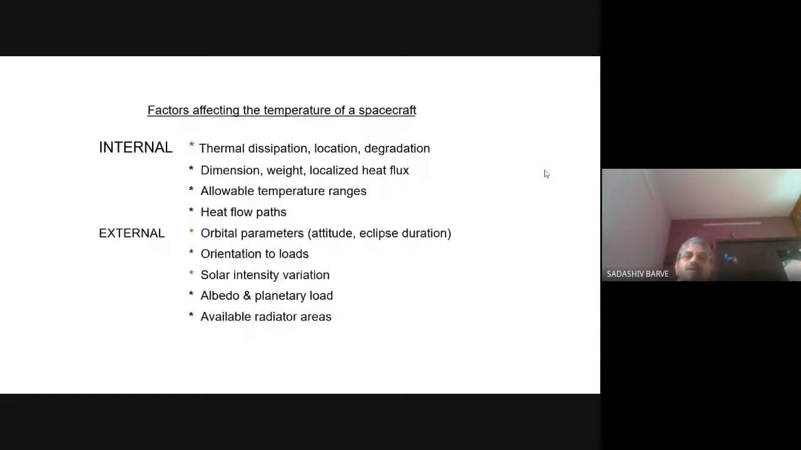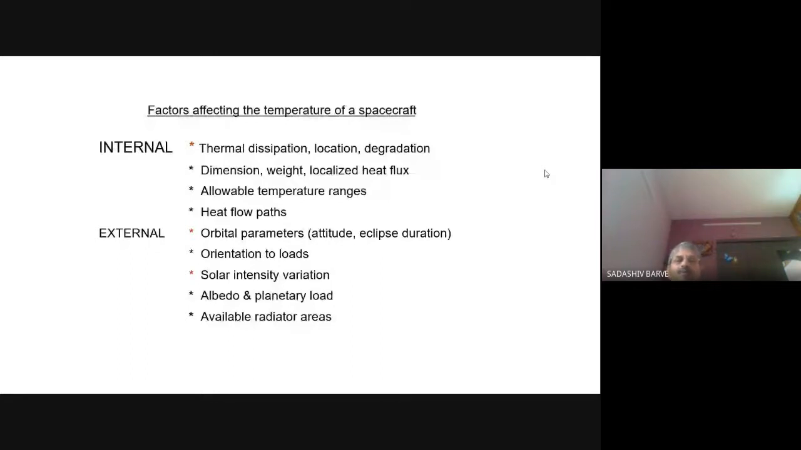Then the allowable temperature range. Every subsystem, as an input to the designer, they always get either from a catalog, or from past experience, or from some internal testing. Based on that, they give the allowable temperature range that package can sustain.